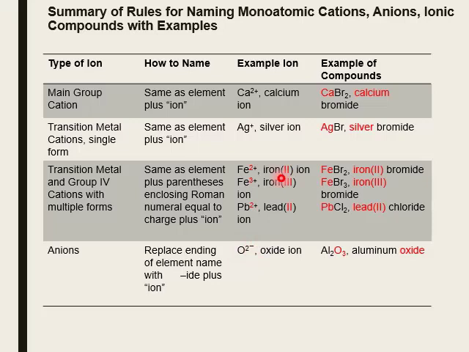In case of transition metals, we cannot tell the charge with the help of the periodic table. Transition metals are also known as variable charge metals. There are a couple of exceptions from the main group also, which have variable charge. Those exceptions are tin and lead. In case of variable charge metal ions, we use a Roman numeral in parentheses to express the charge on that metal ion.